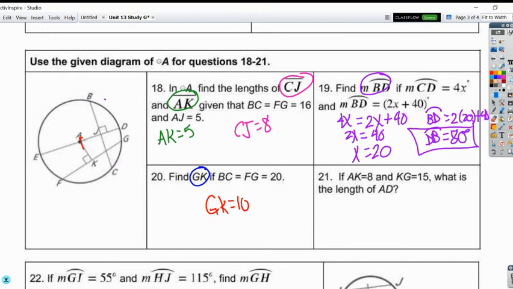The last question in this diagram section, AK is equal to 8. KG is equal to 15. What is the length of AD? Well, this one is presented a little bit differently, but what do you know about AD? How would you label that? What would you call it? This is a radius of the diagram. Now, while it might not be drawn in here, what would you say about AG? Notice that segment AG is also a radius.